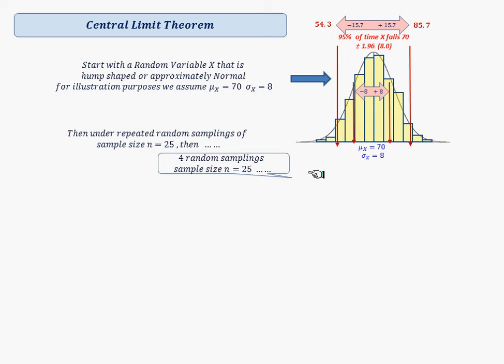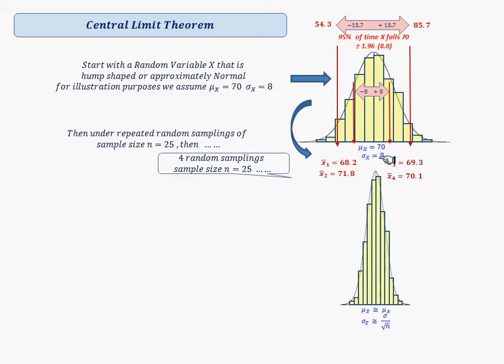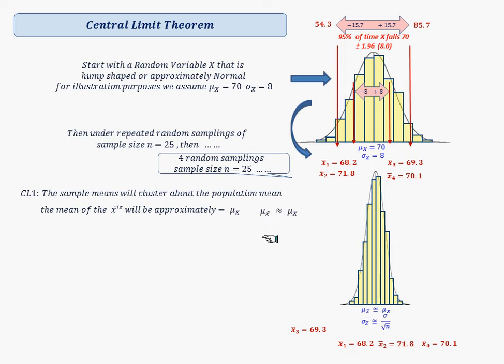And now we begin to take random samples of size 25. Here are 4 such random samples. And you'll notice that they all cluster around 70. If we collect several hundred of these, they'll follow a distribution like you see here. The population mean, mu sub x bar, will cluster around this mu sub x of 70. And the mean of the x bars, the mean of all these red x bars, will be approximately equal to 70, the same as the population.